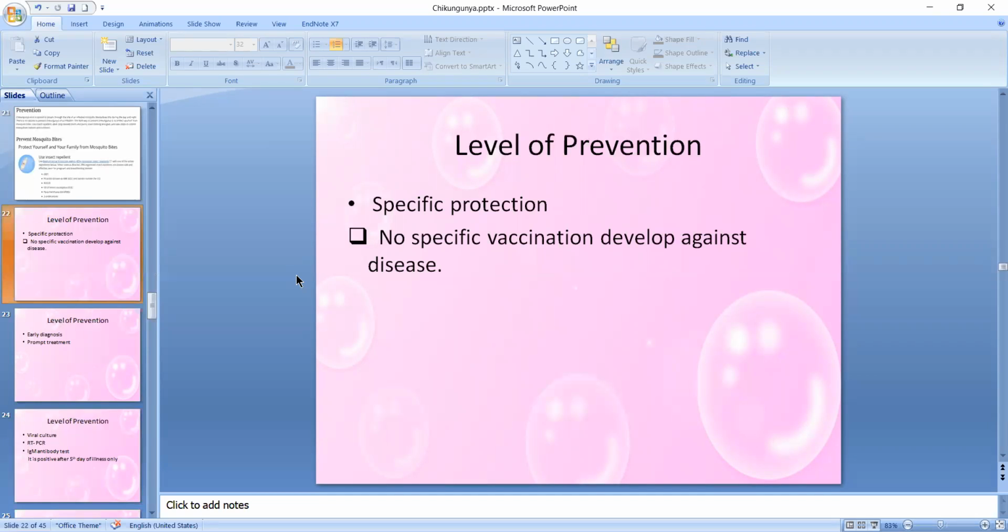In specific protection, there is no vaccination developed against this disease. So there is no specific protection.